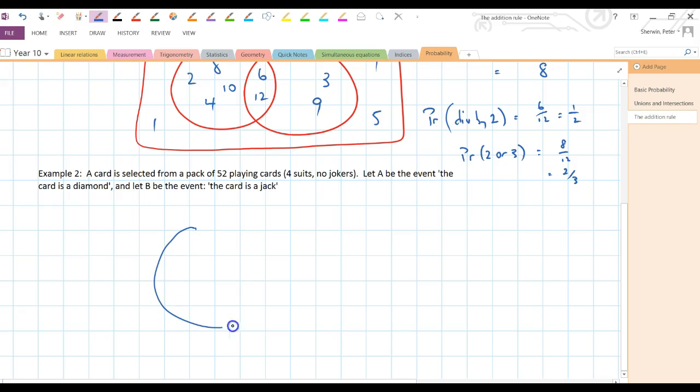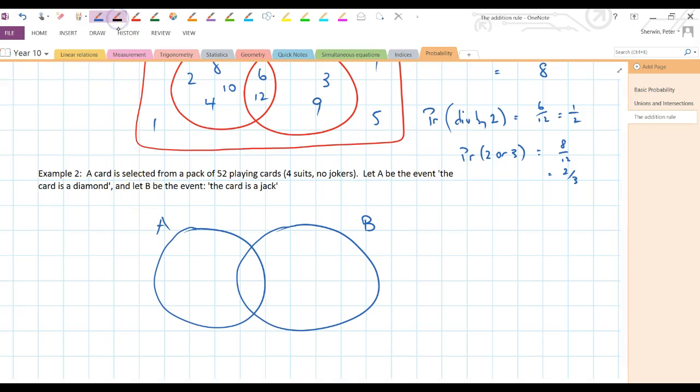So if you wanted to set up a Venn diagram for this, we could. This is A and this is B, and A is the event the card is a diamond, so A's got a fair few in it. It's got the 2 of diamonds, 3, 4, 5, 6, 7, 8, 9, 10 of diamonds, and then there's a jack. B's the event the card is a jack, so it's a jack of diamonds. Then there's the queen, king, and ace. So we've got 1, 2, 3, 4, 5, 6, 7, 8, 9, 10, 11, 12, 13 cards in the A set.